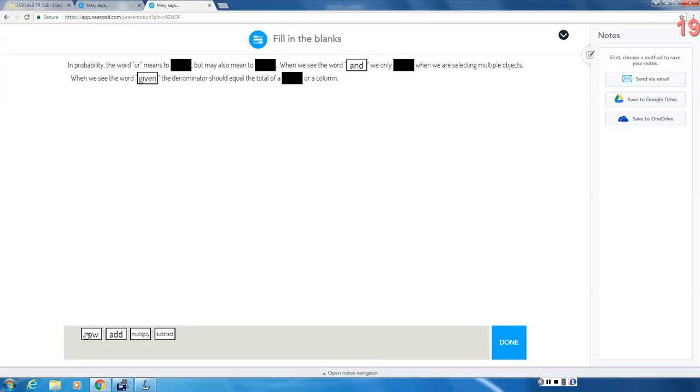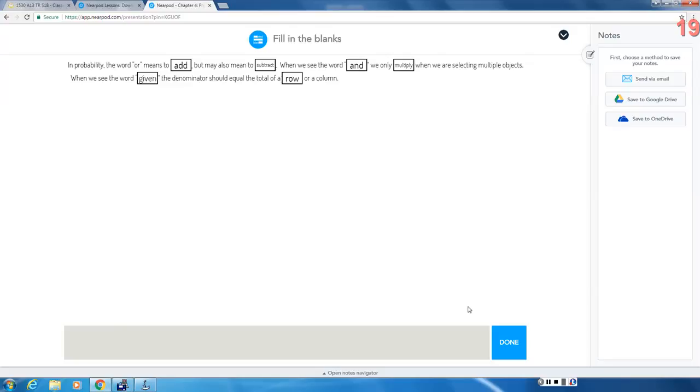We haven't covered that yet. We haven't covered the last two. When we see the word given, the denominator should total the row or column of the contingency table. So the word or means to add, but if we add something twice, then we need to subtract. When we see the word and, we only multiply when we are selecting multiple objects. And that's how that goes.